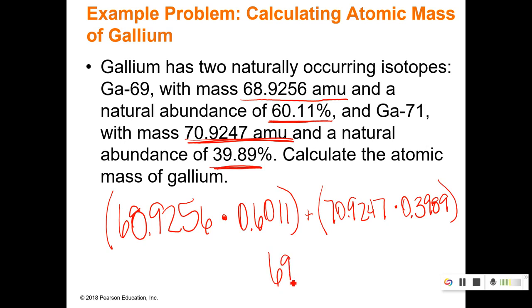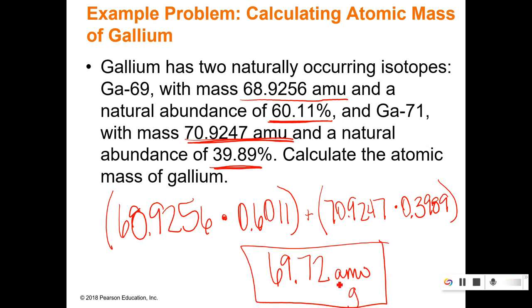I get 69.72, and for now our unit's going to be AMU. It could be grams, but right now we're going to focus on that AMU. Okay, this is when you go check on the periodic table and make sure it's close. If it's not close, then something's probably wrong.